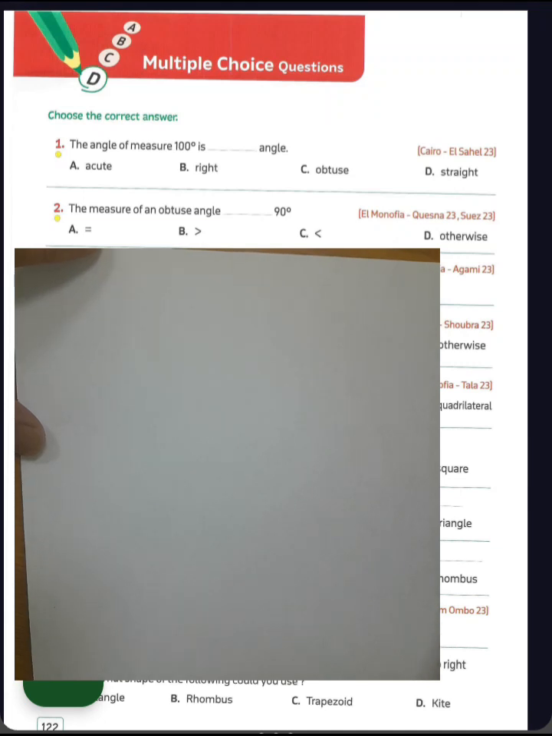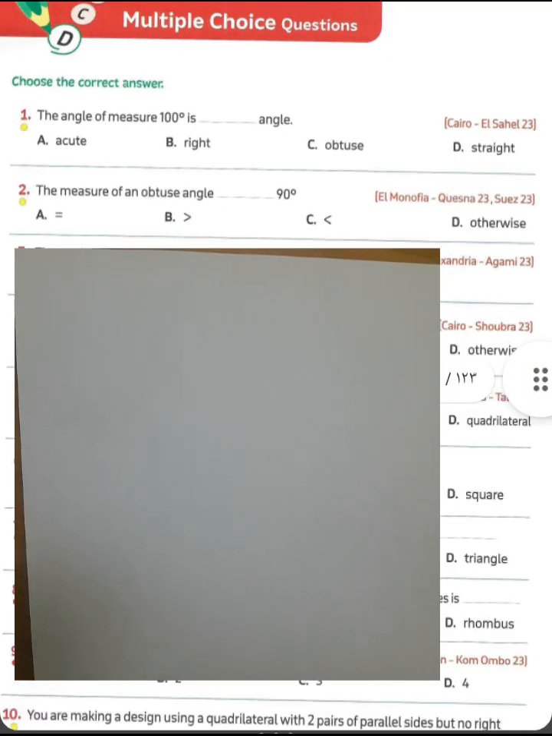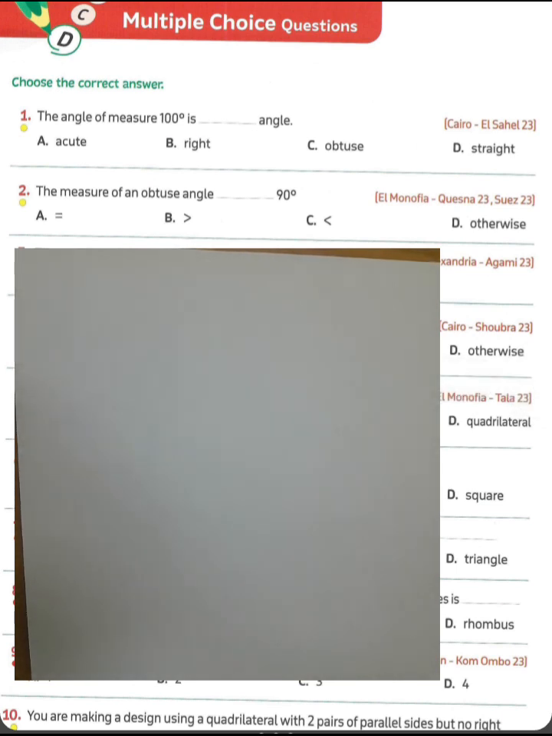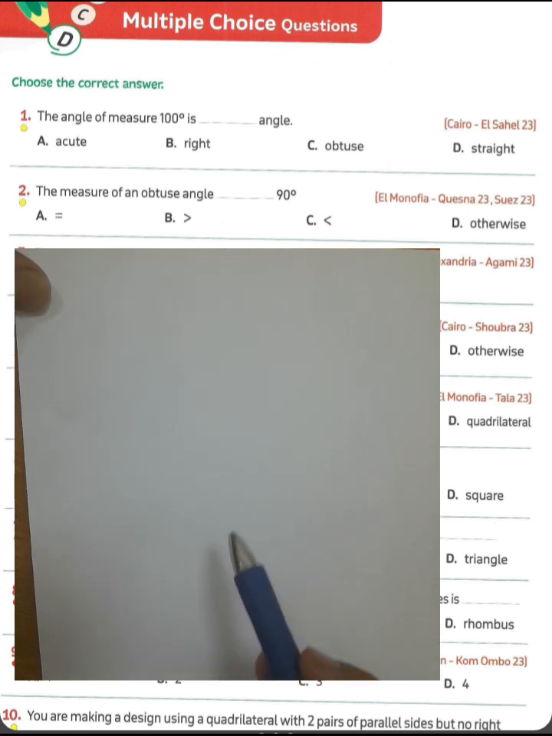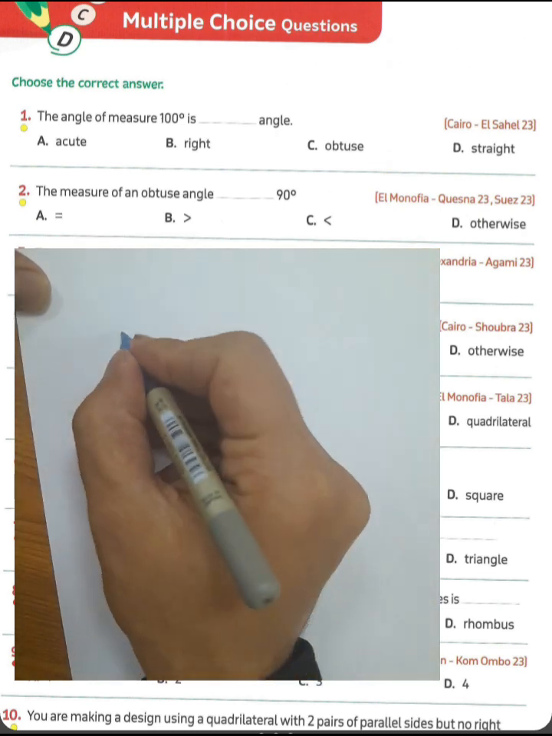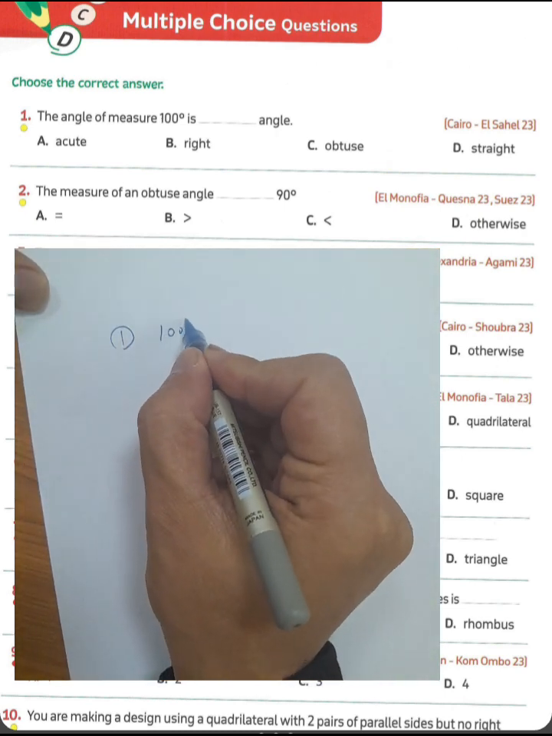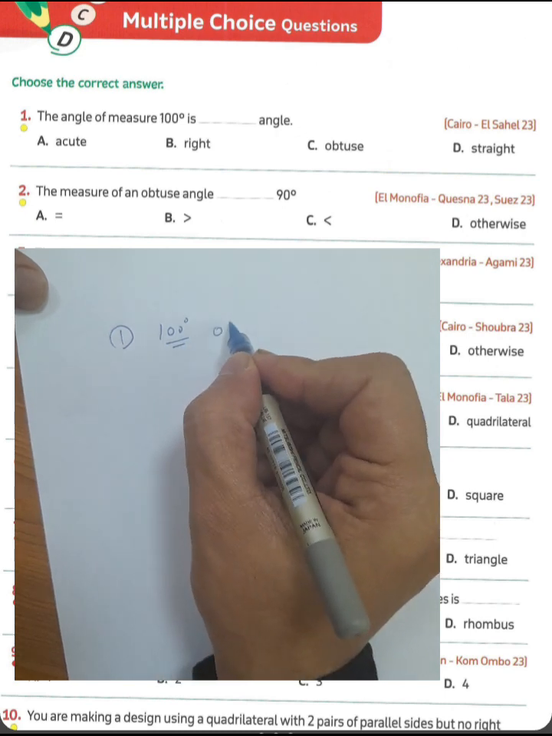Today we'll solve multiple choice questions from the Al-Moasser book, page 122. Look with me at question number 1. The angle of measure 100 degrees is what kind of angle? 100 degrees we call an obtuse angle, because the measure here is greater than 90 degrees and less than 180.